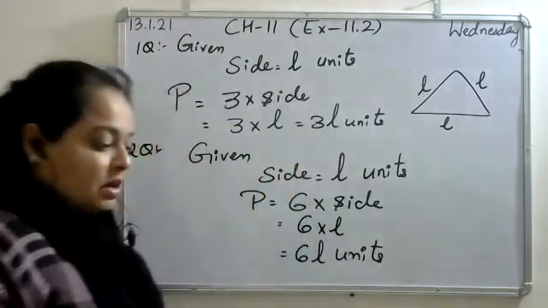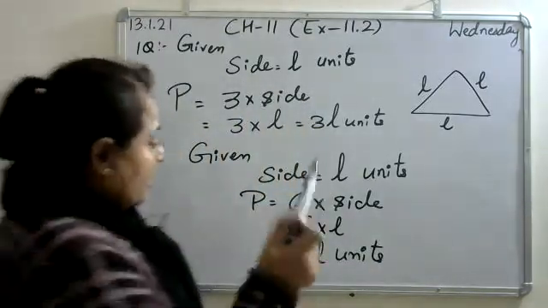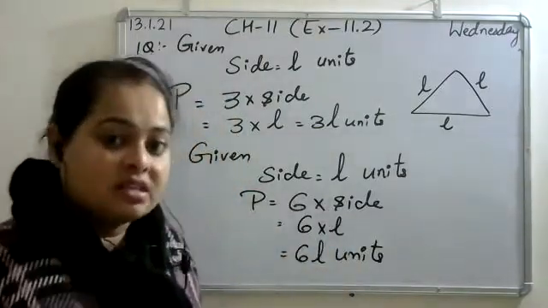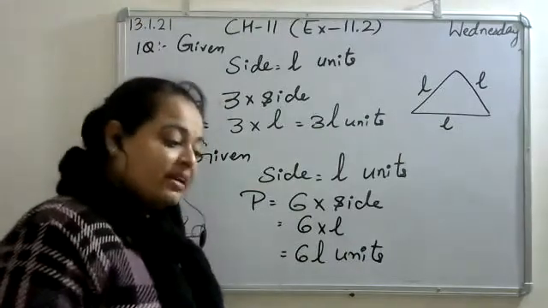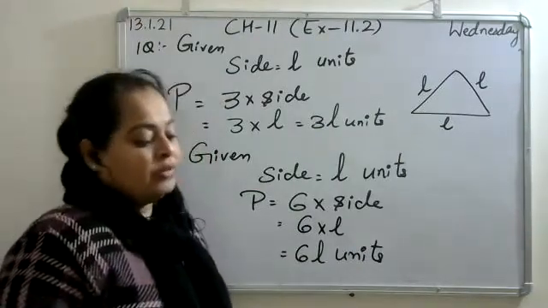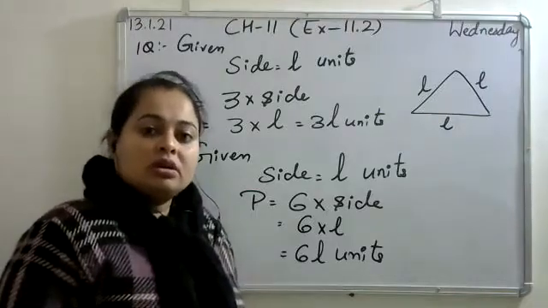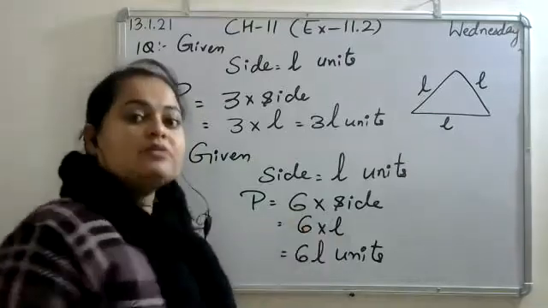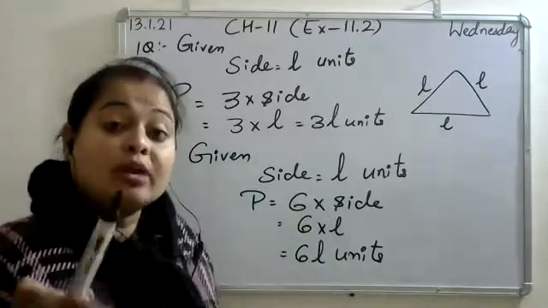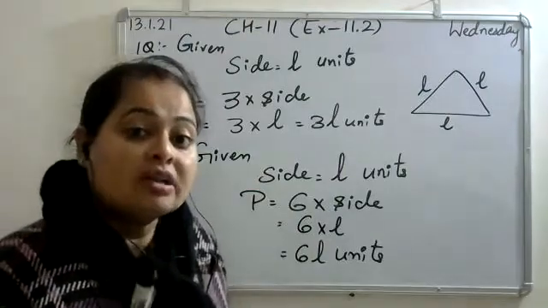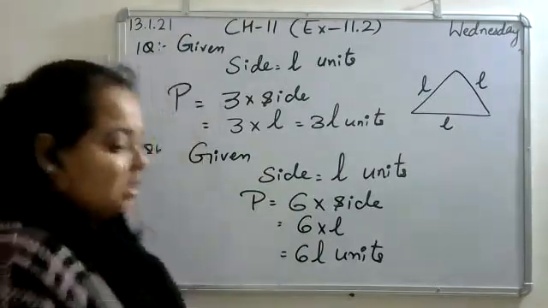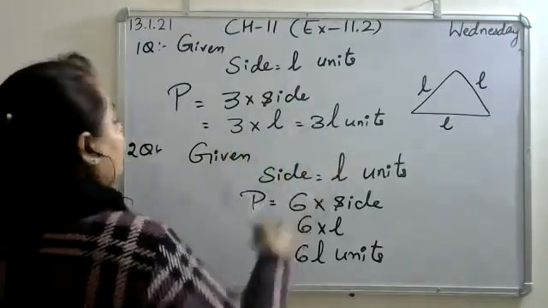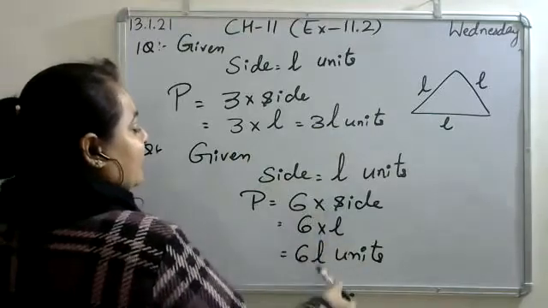Now students, tell me, is this formula applicable if the book says irregular hexagon? Quickly write down in the chat box. No, very good. If the book says irregular, then this formula is not applicable. This formula is applicable only to regular, which means all the sides are equal. So for the triangle, 3 multiplied by side, 3 into L, 3L. For the hexagon, 6 multiplied by side, 6L units.